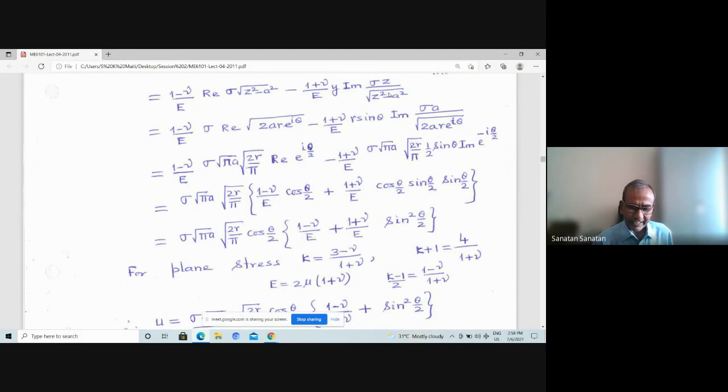And in passing, I would like to say that if it is a mode 2 problem, in a similar fashion you can write the Westergaard stress function. For mode 1, this was sigma z divided by square root of z squared minus a squared. In the case of mode 2, the Westergaard stress function is minus i tau z divided by square root of z squared minus a squared. If you begin with that solution and take the derivatives using the definitions of the sigma x, sigma y, tau xy stresses, you can obtain the solutions in a very similar fashion.